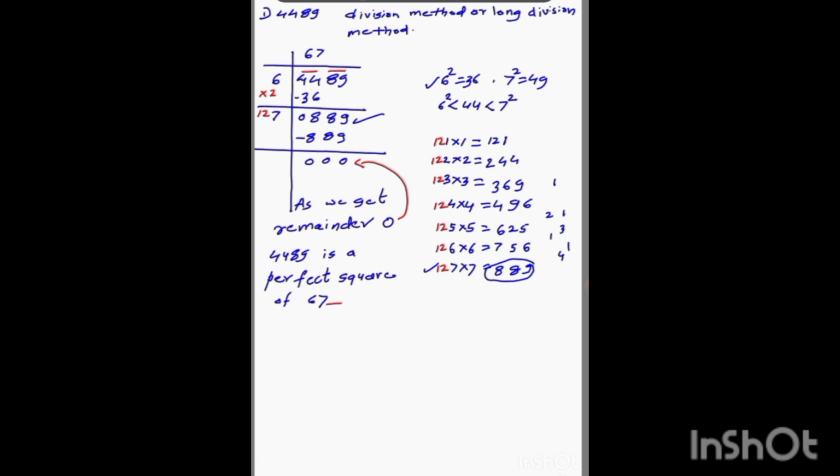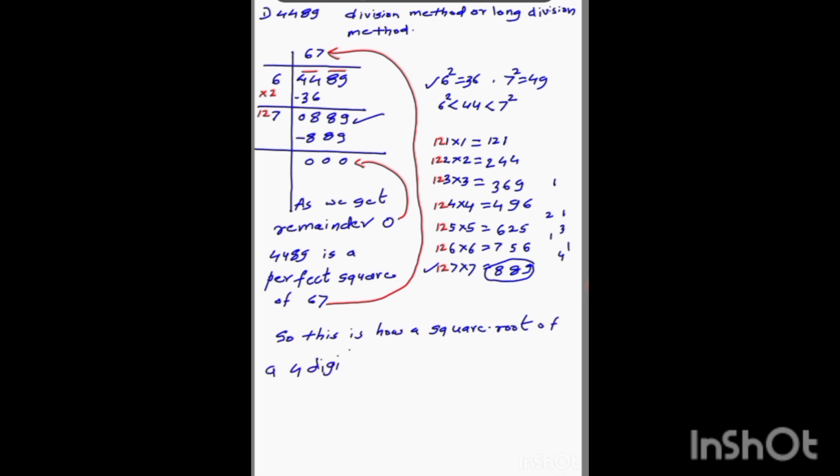Just let me show you. See, it is here. This answer is 67, and 67 into 67 is 4489. Do it and see. Very nice method, okay. So this is how a square root of a 4-digit number is found out by a division method.